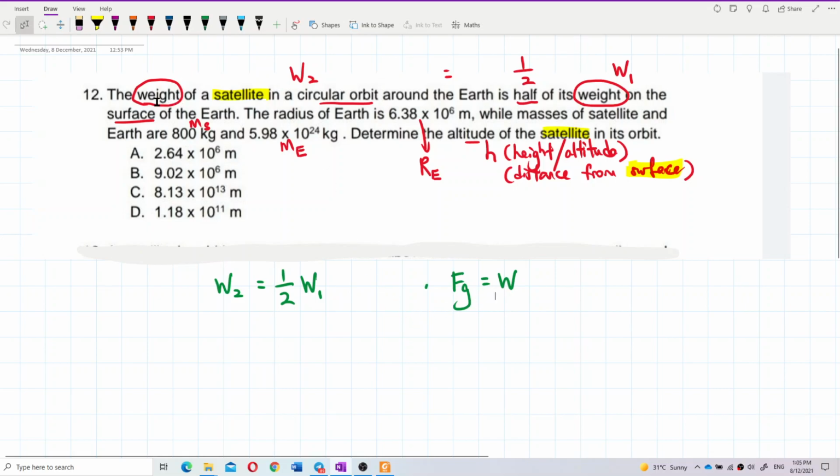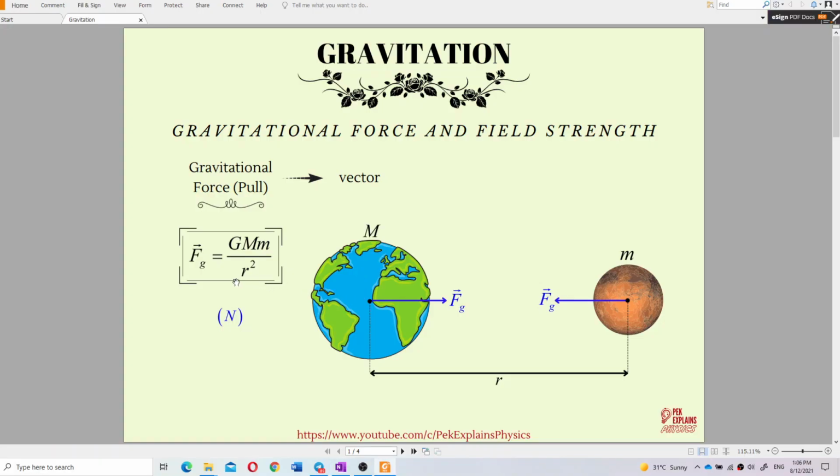But the weight at the circular orbit is smaller, or half of the weight on the surface. Because as we go further and further away, if our r increases, the gravitational force, or the weight of the satellite, will decrease. That's why it becomes half. When the satellite goes further and further away, the gravitational force becomes weaker and weaker, because when r increases, gravitational force decreases, and the weight decreases.